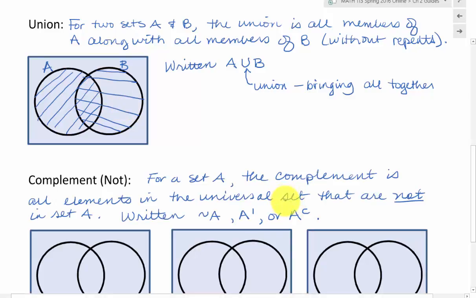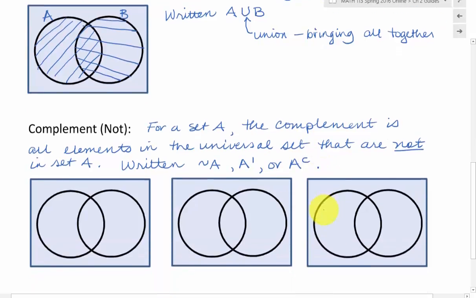We have seen examples of the complement already, but the formal definition of the complement is for a set A, the complement is all elements in the universal set, or U, that are not in set A. So that entire set A ball, we are going to ignore and only look at things outside of that ball that are still in our rectangular universe. We write that not A, so it's tilde A, or A with a tick mark, or A complement with a little C up above. They all mean the complement.